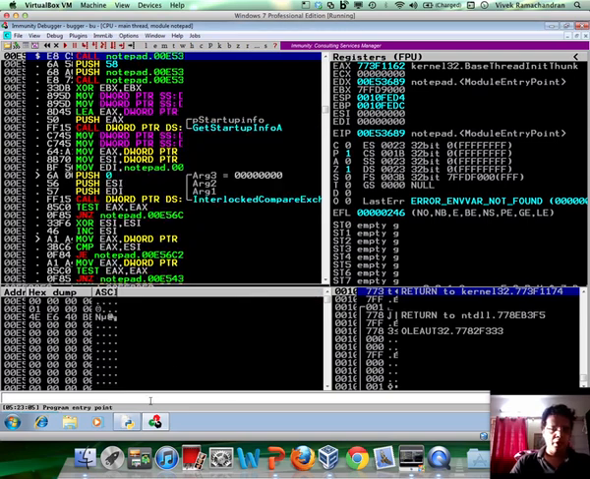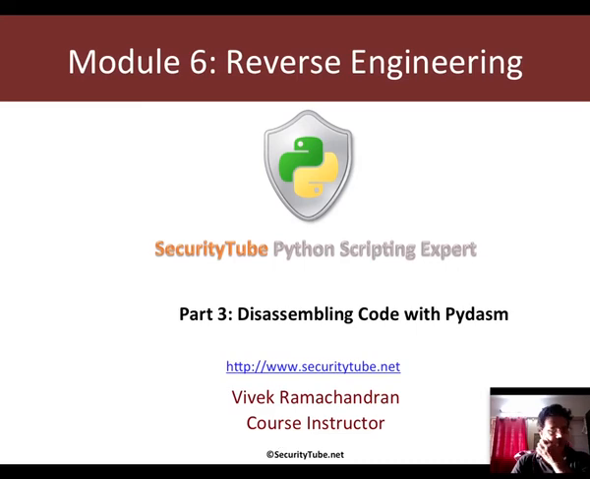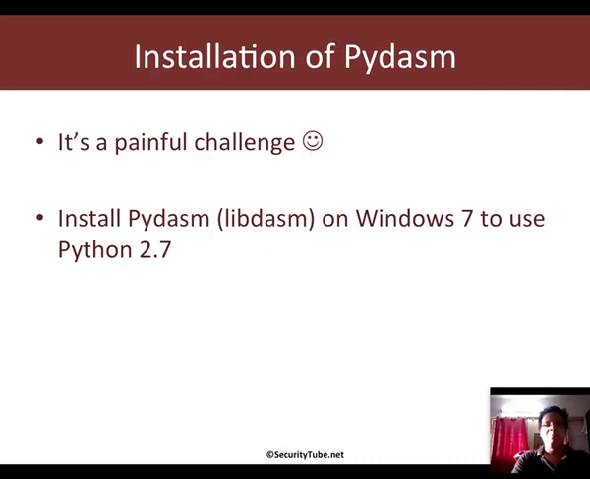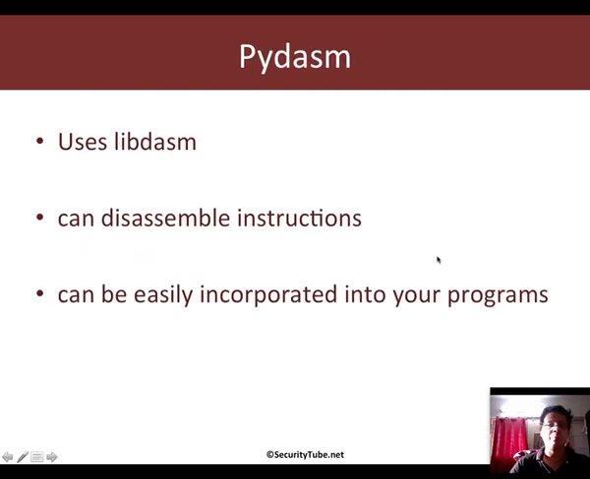Okay, fantastic. So before we begin, installing Pydasm is a bit of an exercise in itself, and for people who've done it, you know what I mean. If you haven't, it's probably a worthwhile exercise to install Pydasm on Windows 7 and use Python 2.7. Do this first, because without it you would not be able to try out anything. Pydasm does not ship with the reference implementation of Python. It needs to be installed separately.